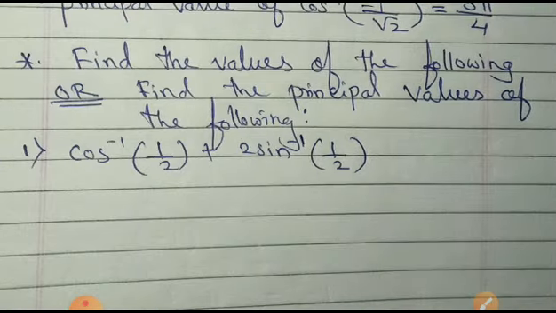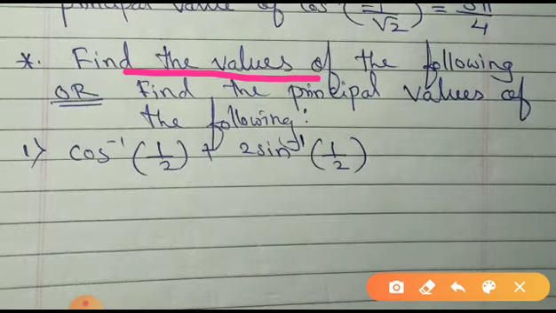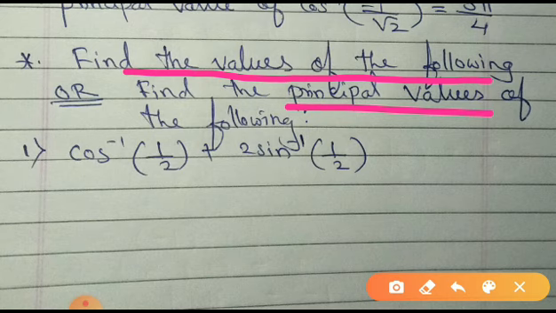Clear? Okay. Now sometimes the question may be to find the values of the following. That means you are nothing but finding the principal values. Now here, cos inverse of 1 by 2 plus 2 times sine inverse of 1 by 2. Write it directly. Cos inverse of 1 by 2 is what? At which angle is cos 1 by 2? Yes, cos 60. 60 means it is pi by 3. And sine inverse of 1 by 2.